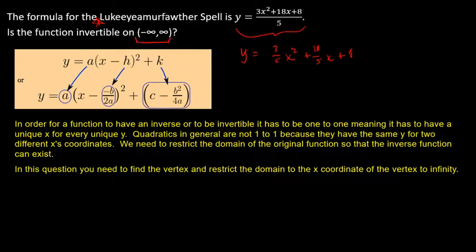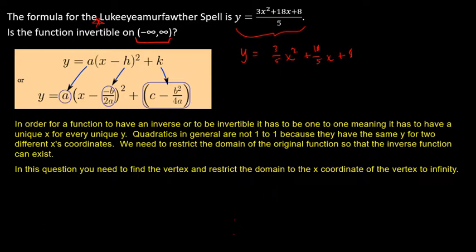And that's because for a function to have an inverse, or to be invertible, it has to be 1-to-1. So every y has to have a unique x. Quadratics generally have the same y coordinate appear twice, right? So two different x coordinates will have the same y.